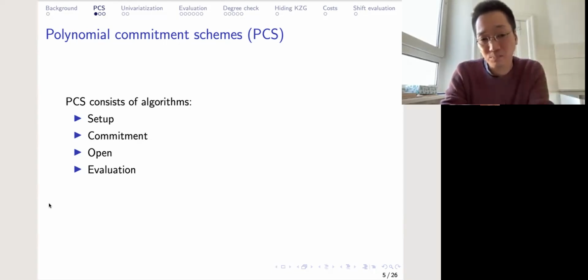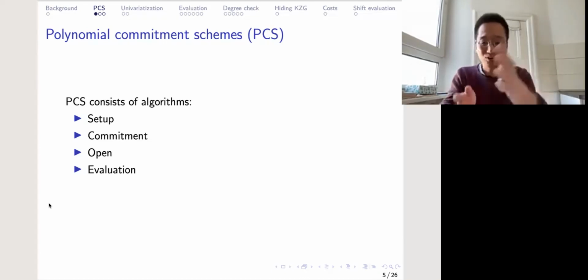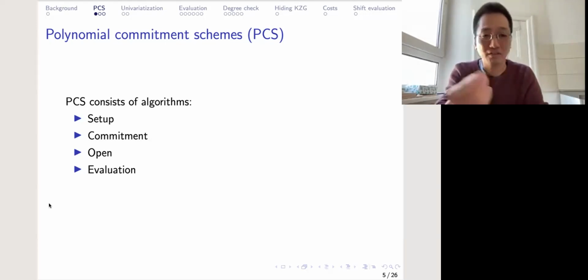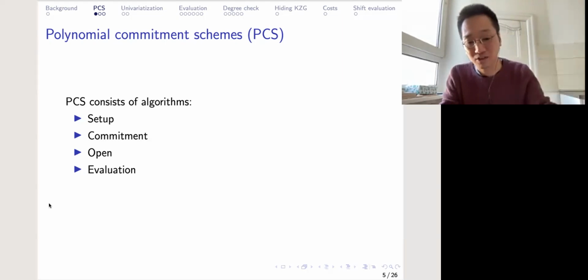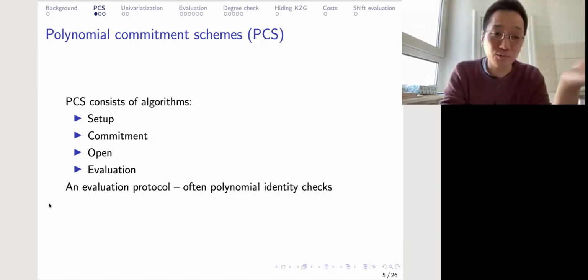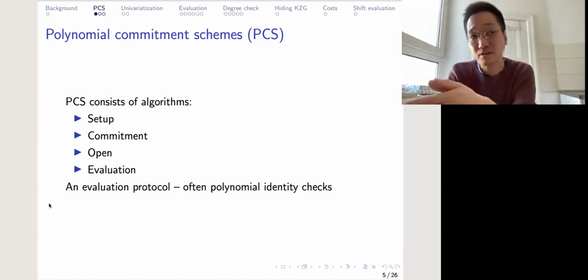The purpose of the evaluation protocol is this. The verifier has a commitment, but doesn't have the polynomial itself. The verifier chooses a random point and asks the prover to give the evaluation of the committed polynomial. The evaluation protocol allows the verifier to check if the claimed evaluation is indeed the correct evaluation of the committed polynomial. Technically, this is a protocol that allows the verifier to check a certain polynomial identity.